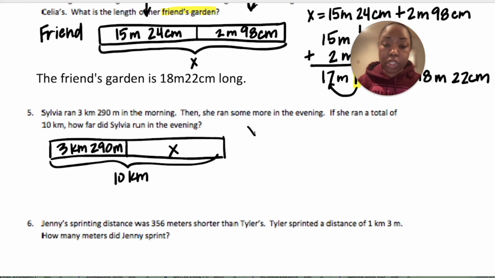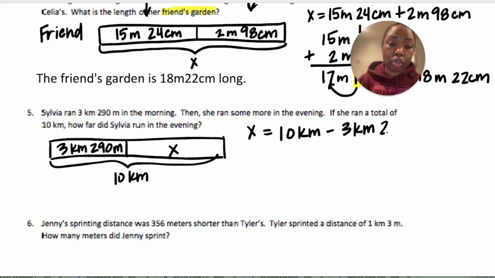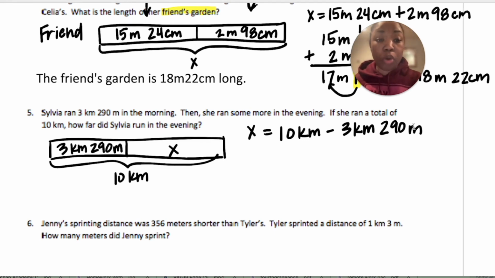If you know the total, what do you do? I hope you said it. You subtract. So I'm going to subtract 3 kilometers, 290 meters from the 10 kilometers. Right? If I know the total, then I need to get rid of those parts that I do know, and then I'll know the part that I don't, right? So we're going to get rid of that part that we do know, and then we'll know the other part. Subtract it from the total.